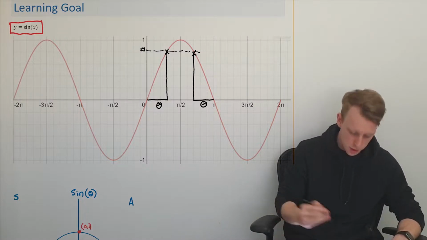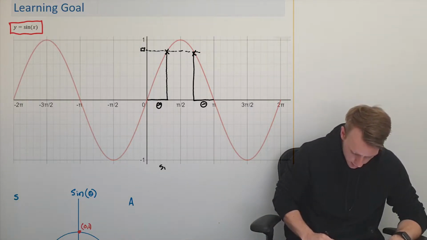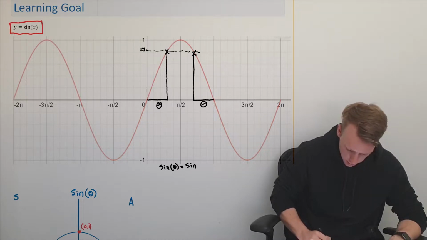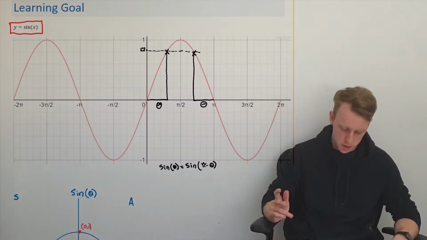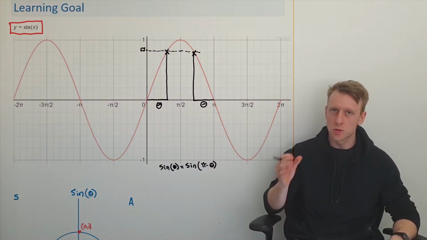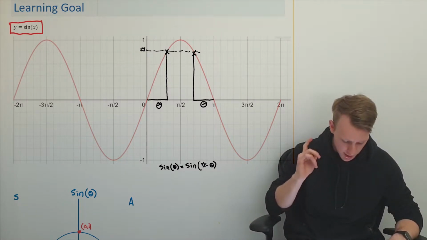Kind of brings us to a nice conclusion that sine of an angle is equal to sine of pi minus the same angle. So that's a trigonometric identity, and that's the first time a sine. Sine of an angle is equal to sine of pi minus the same angle.